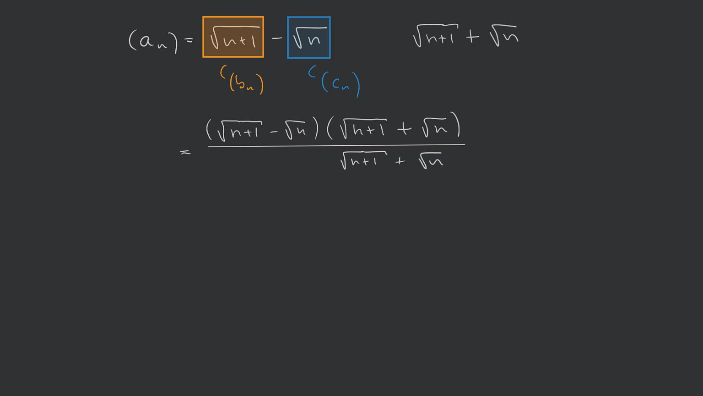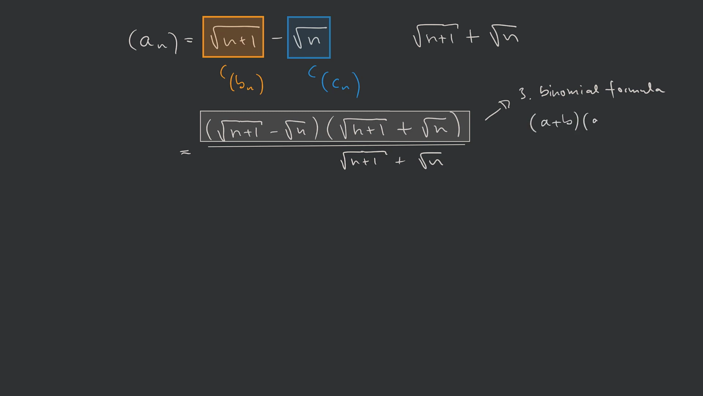Now, what should that be good for? The thing is that we can do something with this part. We can apply the third binomial formula. Now let's recall the third binomial formula. It's (a plus b) times (a minus b) equals a squared minus b squared. And if we apply that here, we find that we have n plus 1, which is the square of this expression, minus n, which is the square of this expression. And of course we have to divide this by the denominator as above.